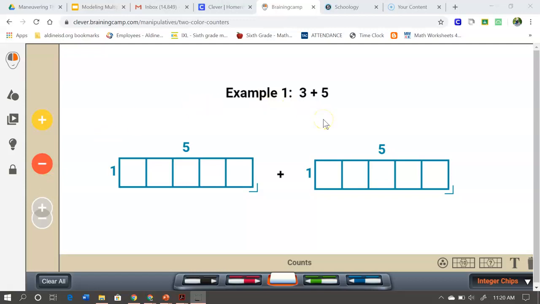So this first example, we're going to start with a very simple one, positive 3 plus positive 5. Here, we're going to first represent the first number in our problem, which is positive 3. So I'm going to take 3 yellow counters to represent positive 3. And then the next number is positive 5. So again, I'm still sticking with the yellow, and I'm going to represent positive 5.